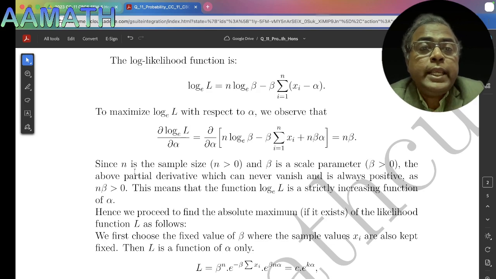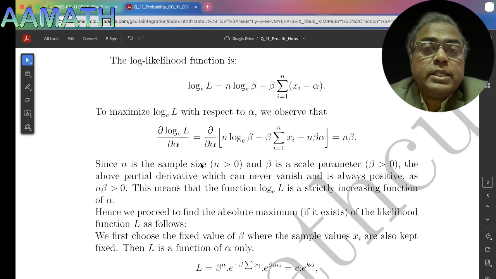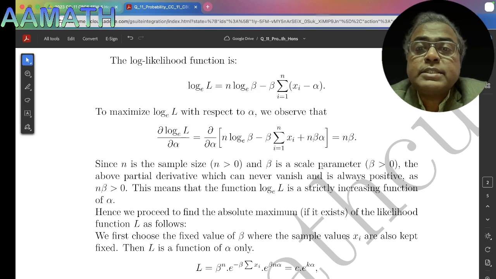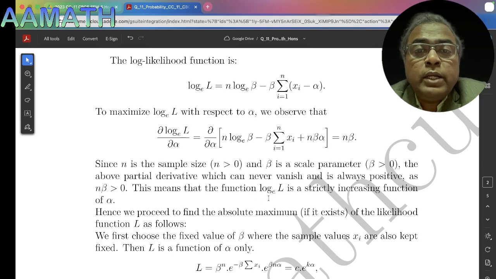Now n is the sample size, which is positive, and beta is the scale parameter, which is also positive. The above partial derivative can never vanish and is always positive as n beta is greater than 0. This means that the function log L to the base e is a strictly increasing function of alpha.